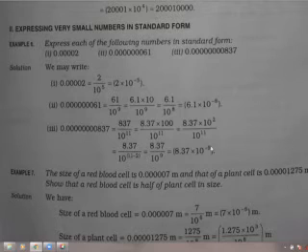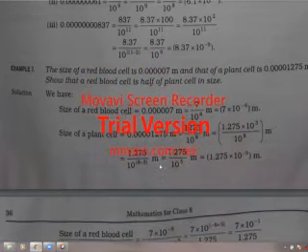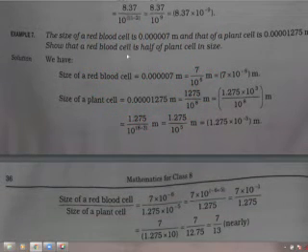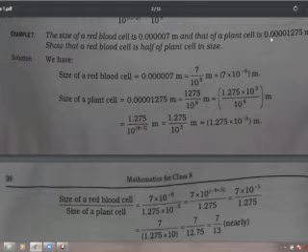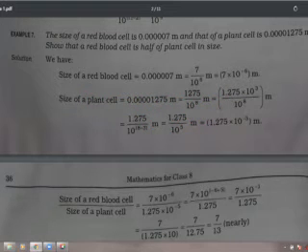Okay, now if you will see example 7, in example 7 it has been said about the red blood cell. Let's read the question. The size of red blood cell is 0.000007 meter, and that of a plant cell is 0.00001275 meter, so that the red blood cell is half of the plant cell in size. So for showing half, nearly you have to bring it 0.5 or 1 by 2.